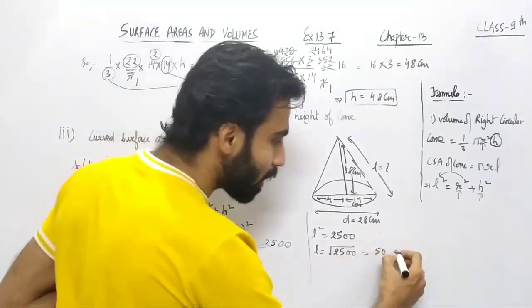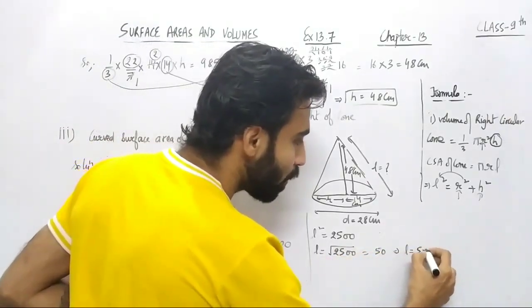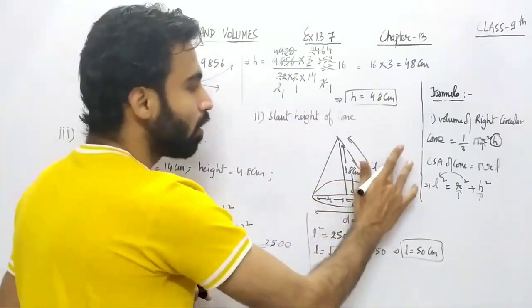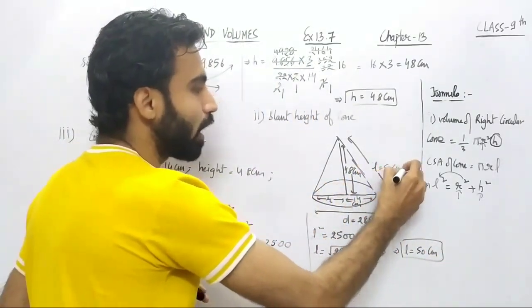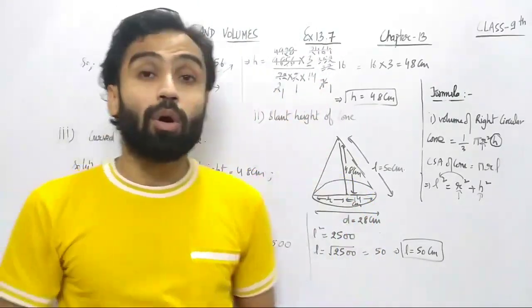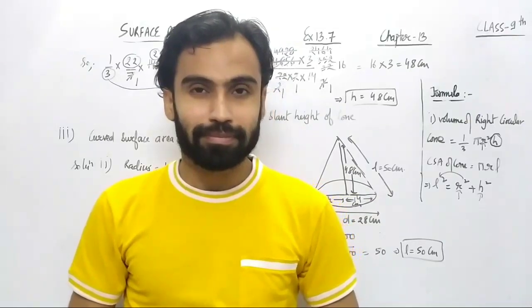So what is the value of L, that is 50 centimeter, which is the slant height which you have to calculate in the second part. So that is 50 centimeter, right? So this is how you have to solve the second part of this question here.